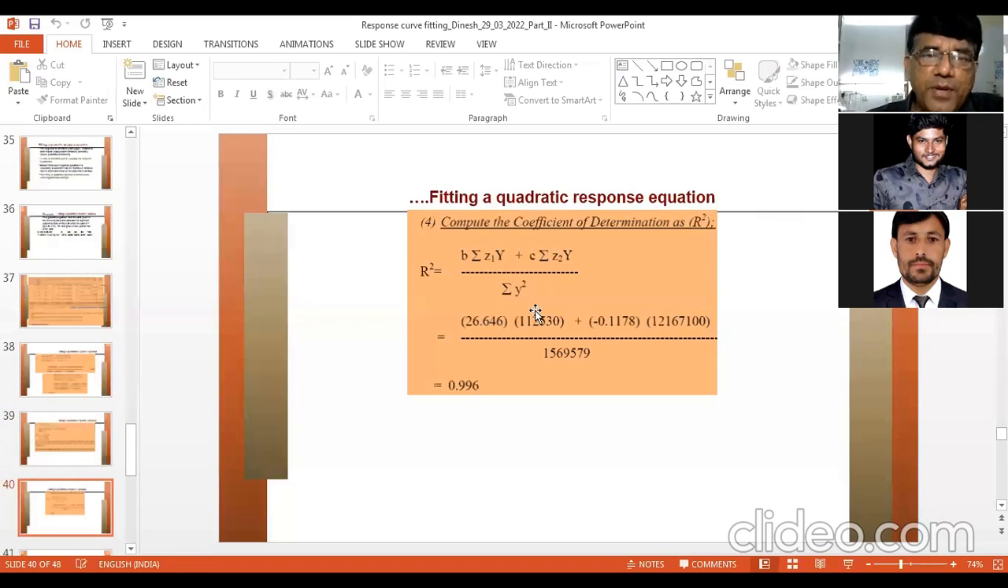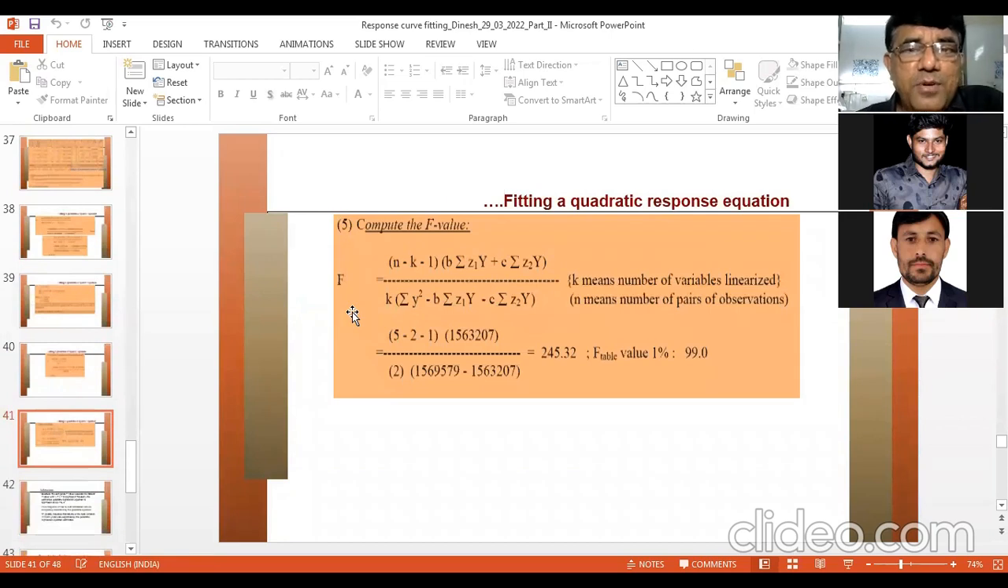Now you want to calculate R square, capital R square, the coefficient of determination. It can be directly calculated. You can calculate the correlation coefficient, or you can calculate R square and take the square root of it. That will be your correlation coefficient. So R square is equal to this formula. Put the values from the table, you get 0.996.